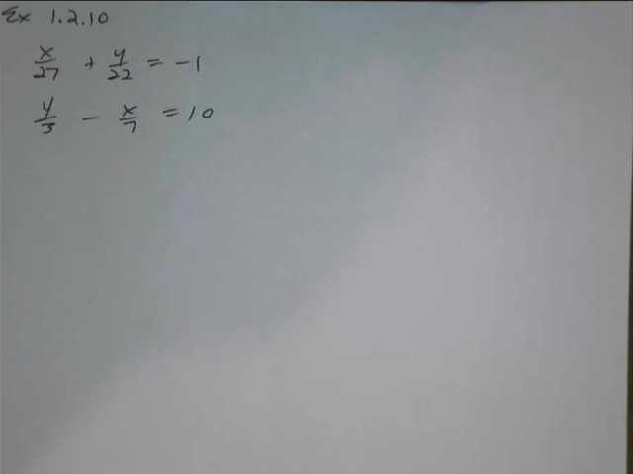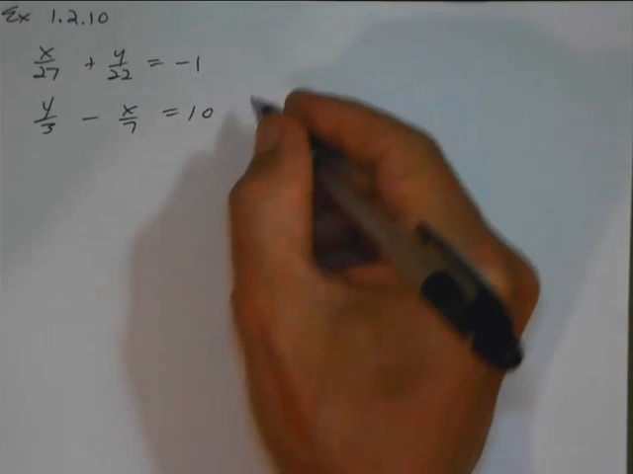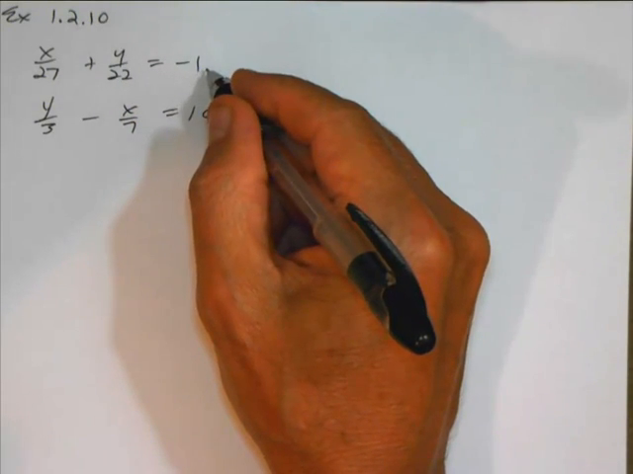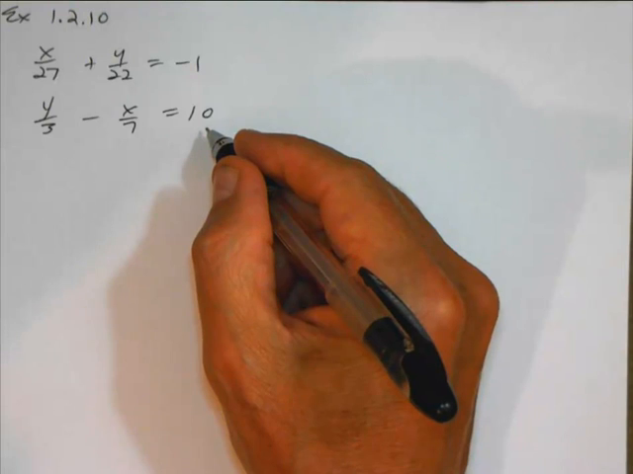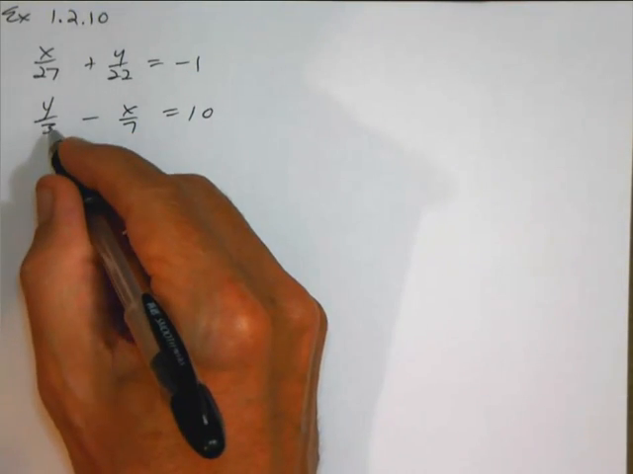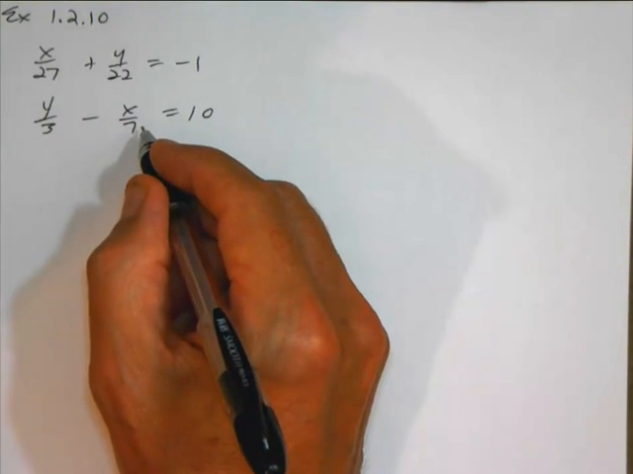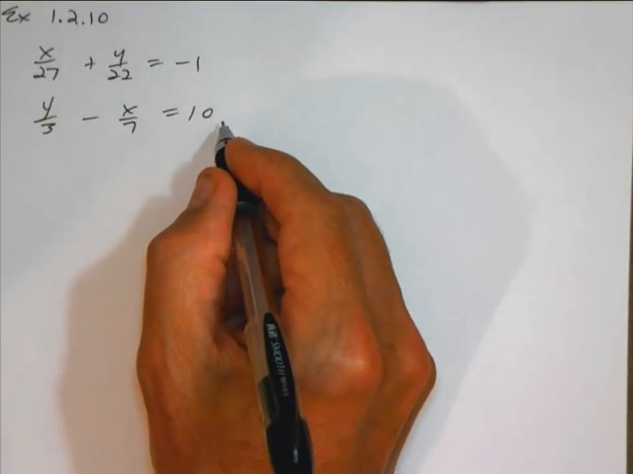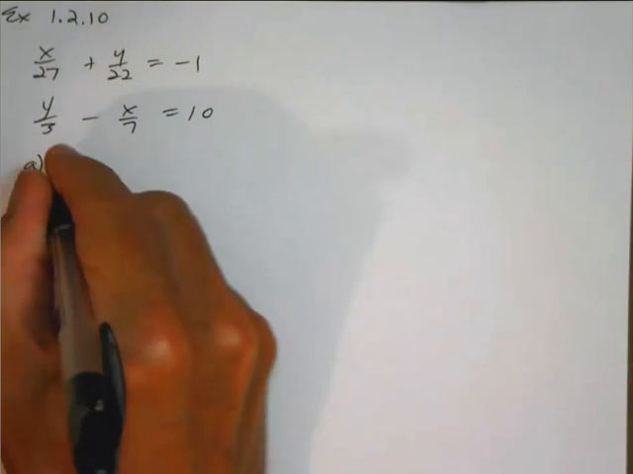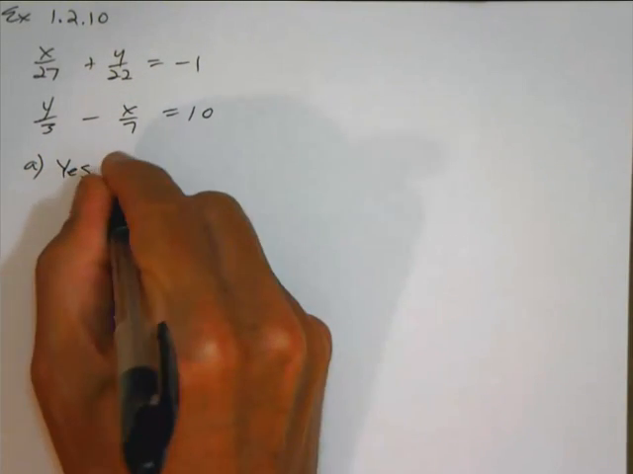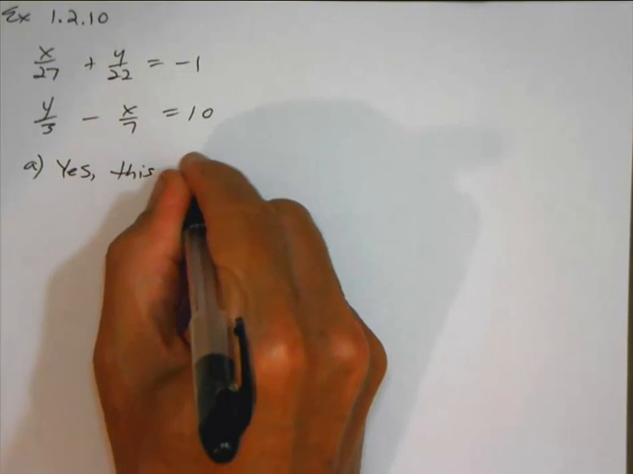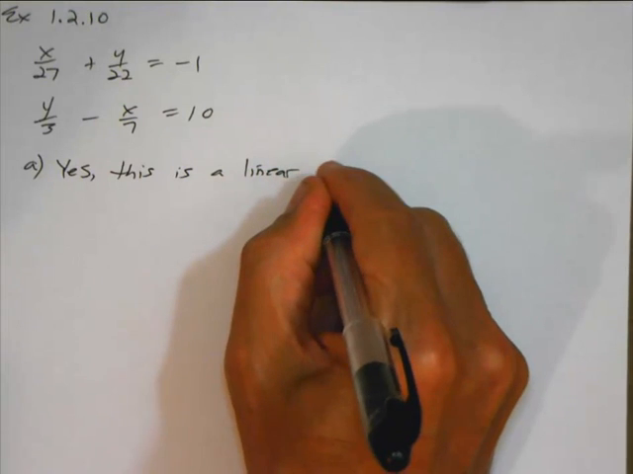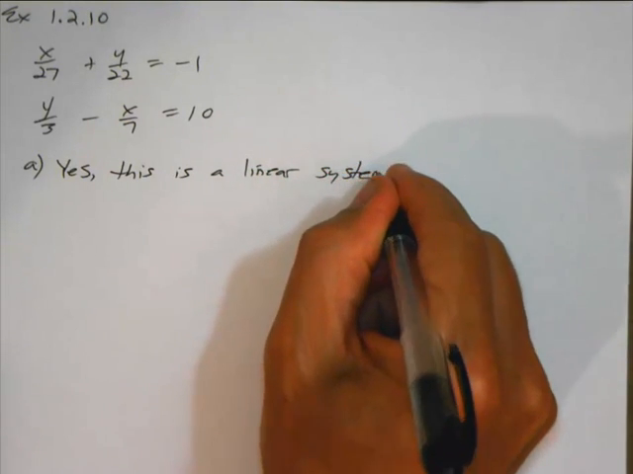Exercise 10. Let's take a look at this system. The first equation has the form ax plus by equals c. That's linear. The second equation, okay, the y's come first, the x's are second, but could be rewritten as ax plus by equals c. It's linear. All right. Part A. Yes, this is a linear system, two-variable.